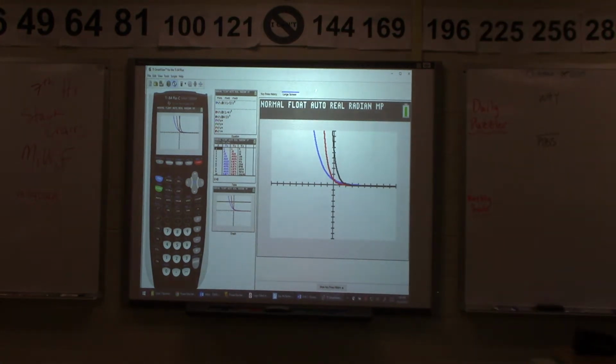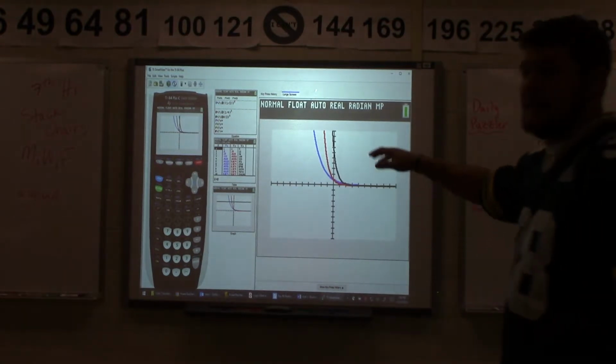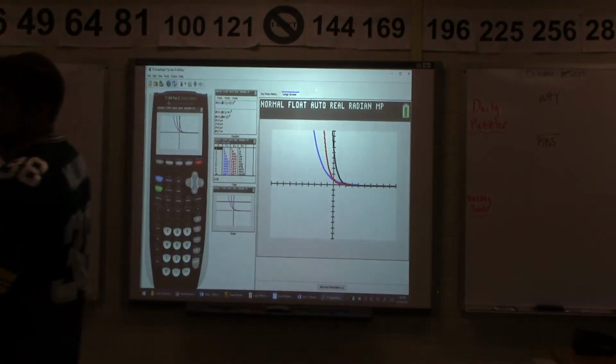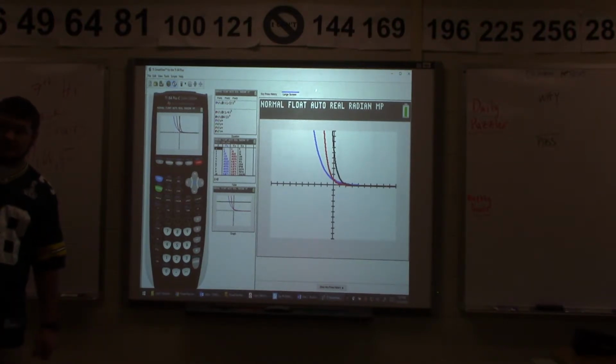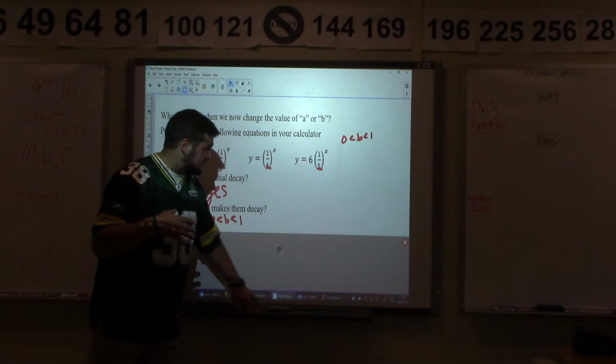Guys, any questions on that stuff? Like I said, we're not going to ask you to physically graph on a piece of paper. We may just ask you to match these with their correct equations. Okay? Any questions? We good? Okay. So let's keep going.